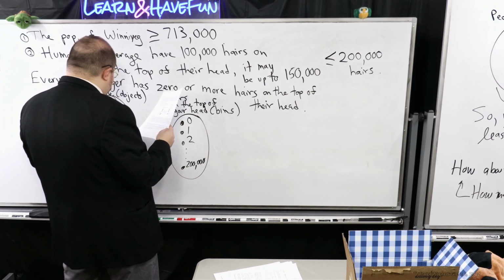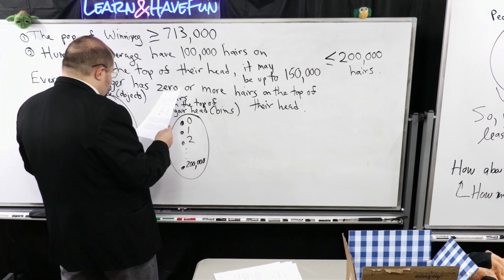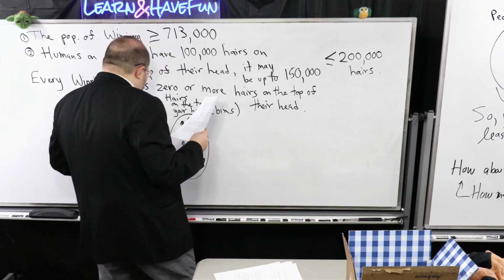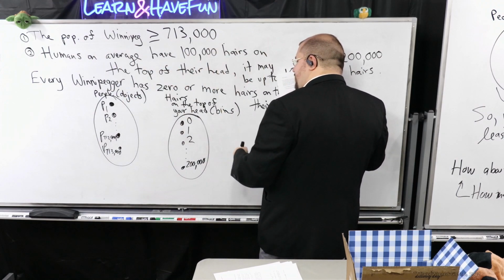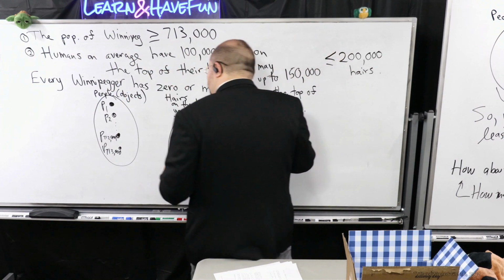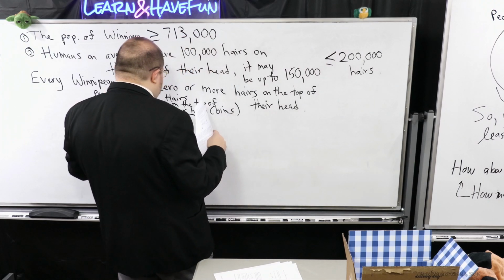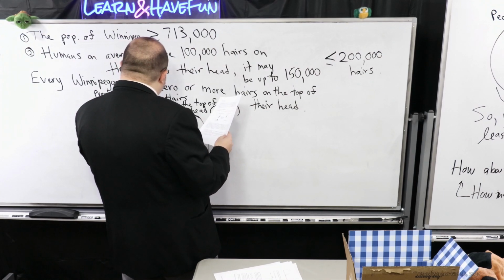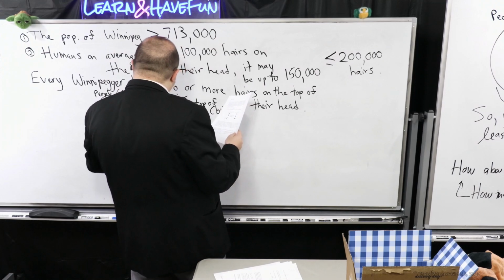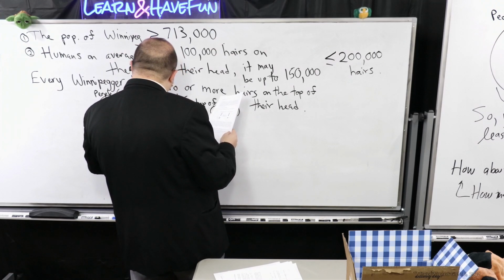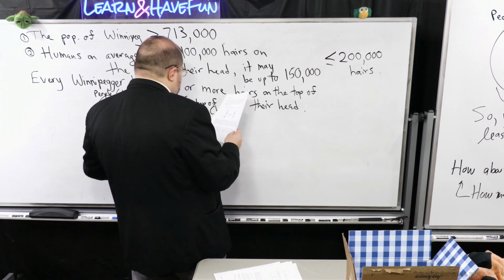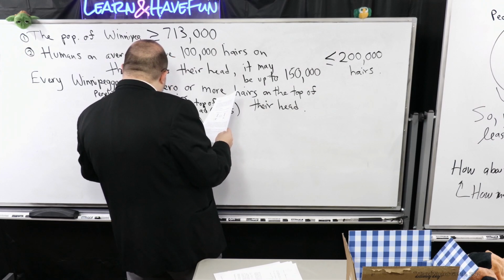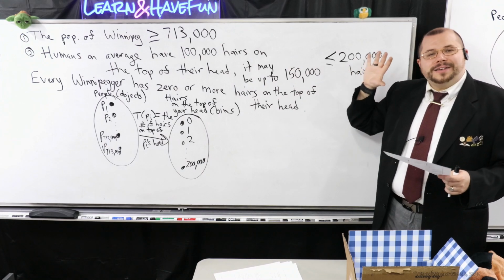So I'm going to label out the people. Okay. So I've got my people. I got hairs on the top of your head. So how am I going to describe this? Well, we said that every Winnipegger has 0 or more hairs on the top of their head, right? So let's describe this now. So T of PI is the number. So for a given person, it's the number of hairs on top of PI's head.